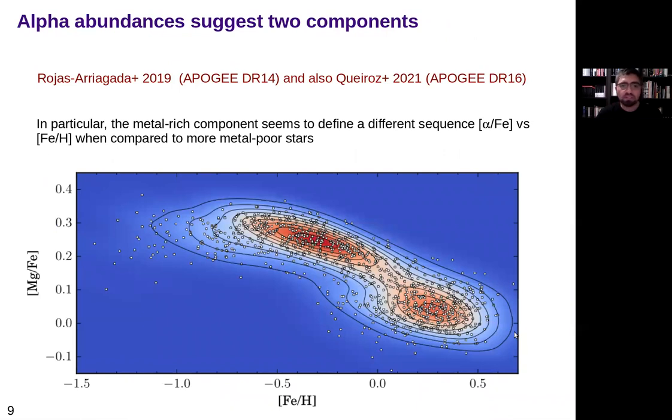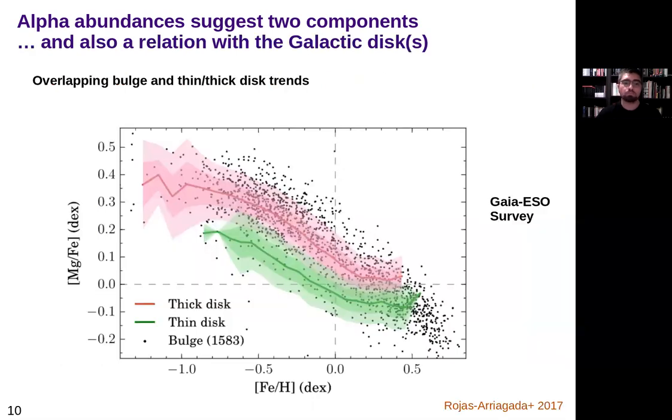Coming back to chemistry, when we include the alpha abundance dimension, here metallicity versus, for example, magnesium over iron, we see that bulge stars display a sequence, but overall a bimodal sequence, where we see clearly that metal-rich stars separate from metal-poor stars. This has been shown here in this plot from data release 14 from Apogee, but recently confirmed from analysis of larger samples from data release 16 of Apogee.